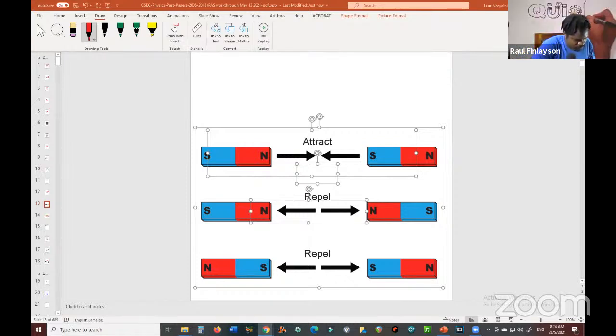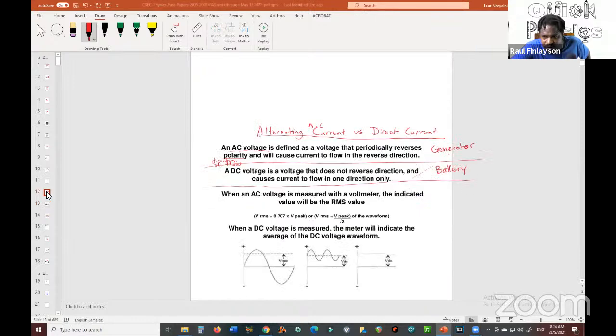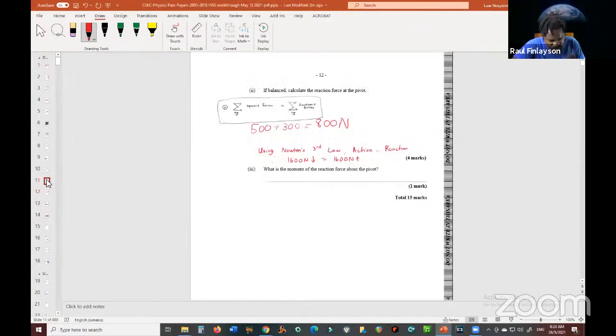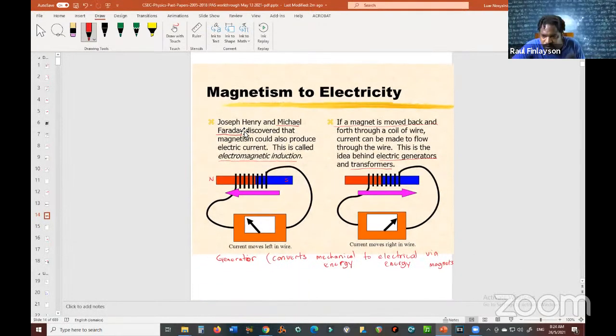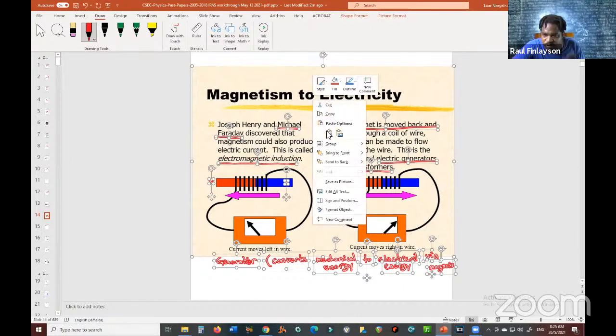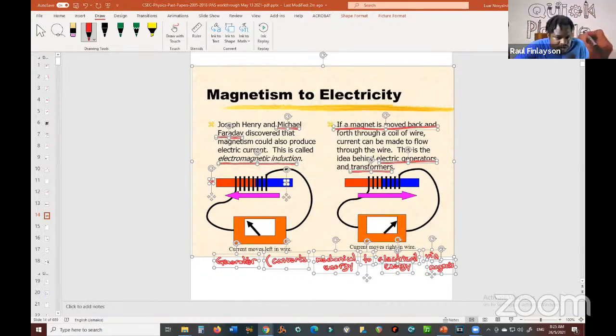All right. There. All right. So that will cover magnetic forces. Bam. Let's find something else, guys. Even this is supposed to be sent to you because we did do this before. Magnetism to electricity. That's the progression.